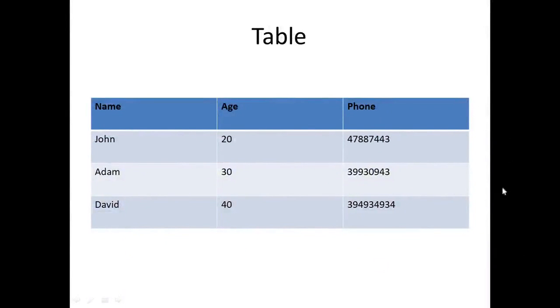Now we have this table, and this table consists of 4 rows, as you can see, 1, 2, 3, 4. The first row carries our heads, the table heads: name, age and phone. And the second, third and fourth rows carry some data.